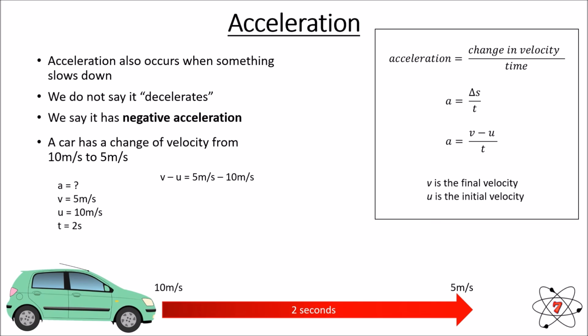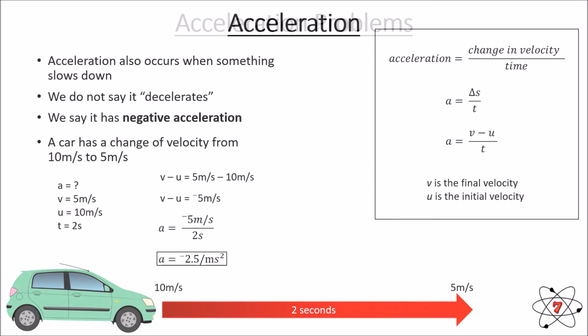So V minus U equals 5 meters per second minus 10 meters per second. So the change in velocity, or V minus U, is minus 5 meters per second. So acceleration is equal to minus 5 meters per second divided by 2 seconds, which gives us a rate of acceleration of minus 2.5 meters per second squared.